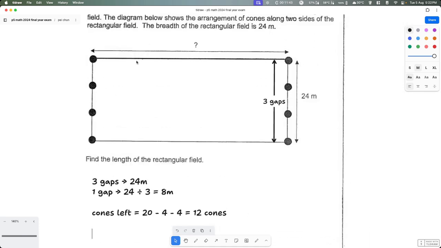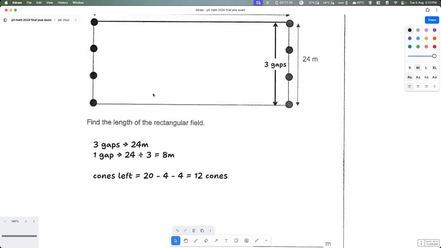So the thing is, how many cones are there on each side for the length? Number of cones in one length is equal to 12 divided by 2 plus 2, which is the corner cones. So 12 divided by 2 is 6, plus 2. This will give us 8.